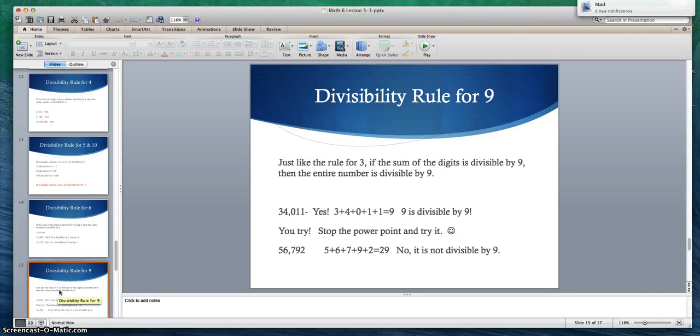All right, divisibility rule for 9. So just like the rule for 3, if the sum of all the digits is divisible by 9, the entire number is going to be divisible by 9. So try it, 34,011. You're going to add up 3 plus 4 plus 1 plus 1 equals 9. So that entire number is divisible by 9. So 56,792. Is that divisible by 9? If you were to add them all up, you'd see that no, it doesn't add up to a number that's divisible by 9.